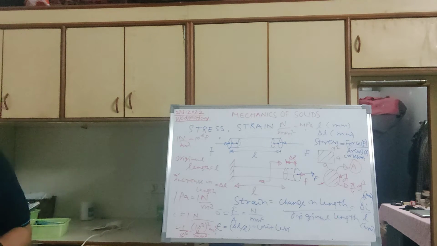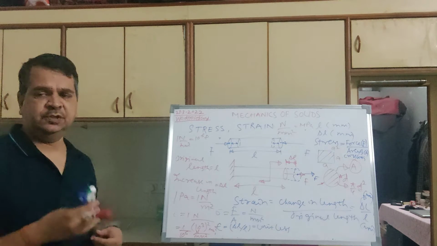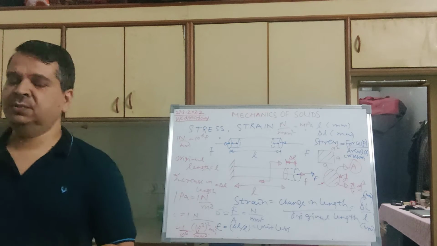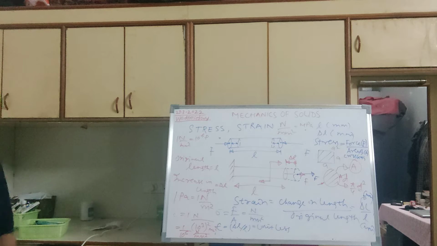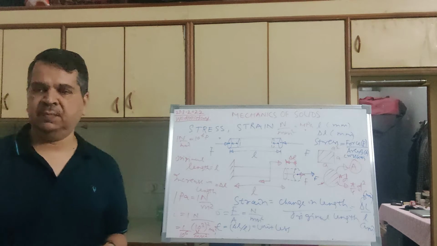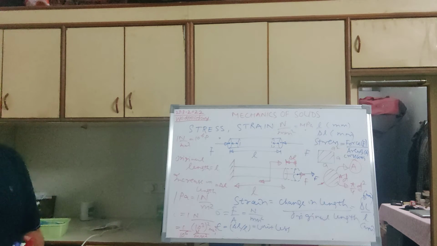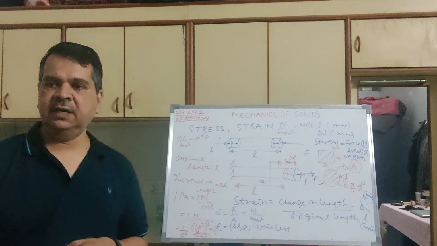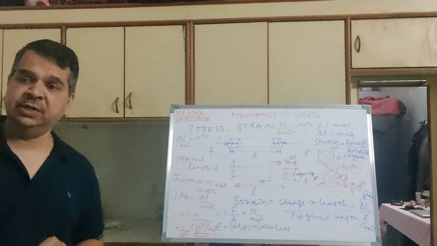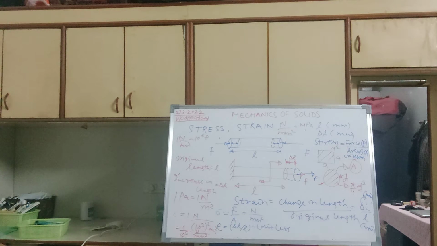And there is a unit called FPS unit, which is foot, pound, and second. That is used in the US. If you go to the US, they tell everything in terms of foot, inch, and pound. But in the UK and Europe, it is Newton, meter, second, that kind of unit they will use.